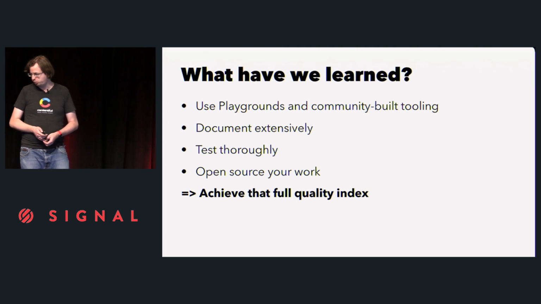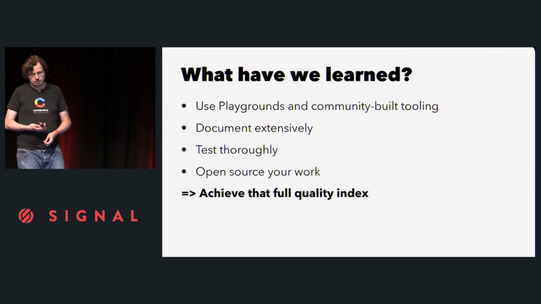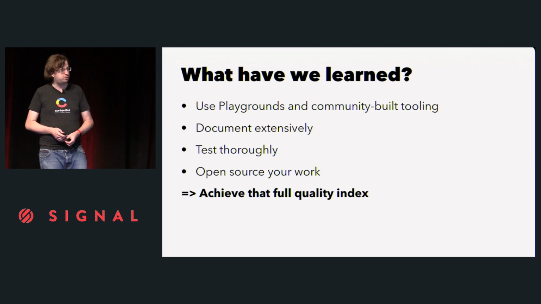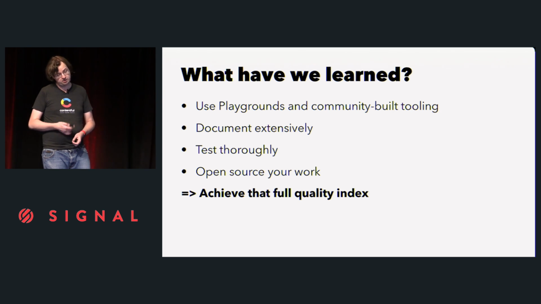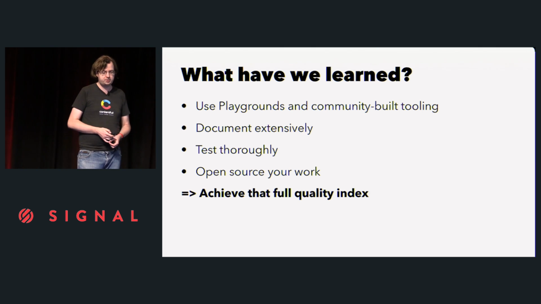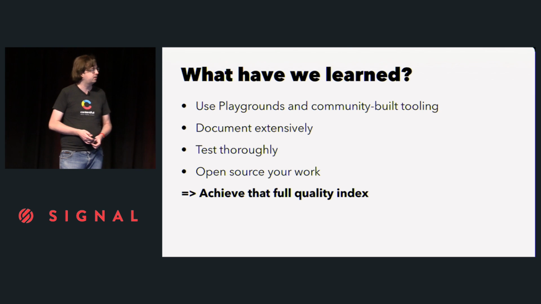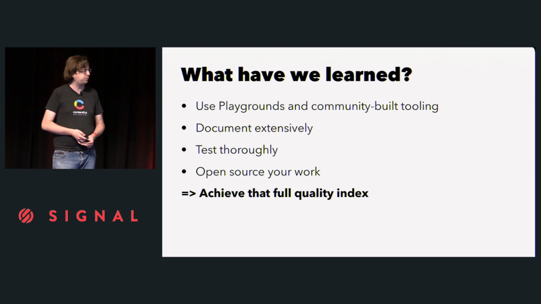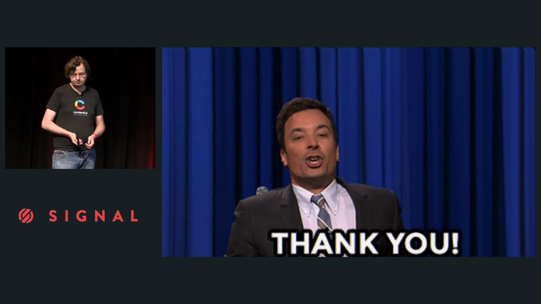All right, so what have we learned? Use playgrounds and community-built tooling. Document your library extensively, test it, and also open source your work if you can. And do all of that to achieve that full quality index and provide a good experience for your users.